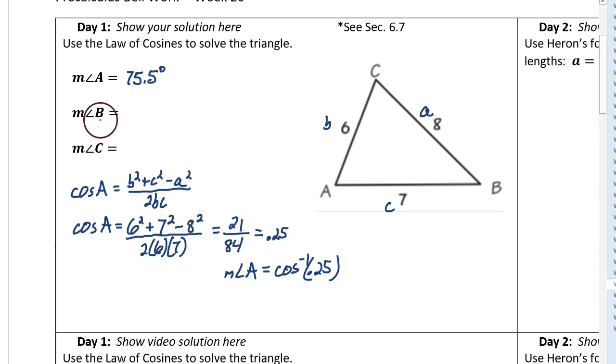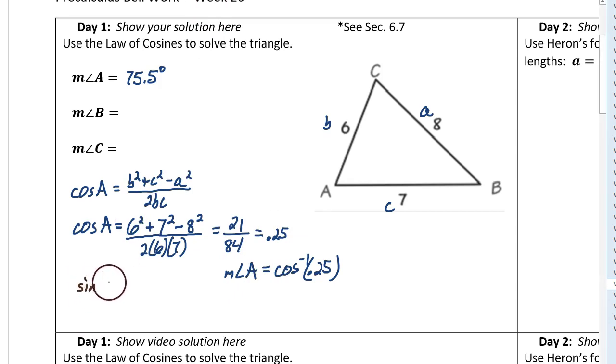Now we're going to get angle B figured out. We could do the law of cosines again, choosing the formula that has cosine of capital B on the left side. But notice how much work that is to get an answer with law of cosines. The law of sines is much faster. So let's do the law of sines.